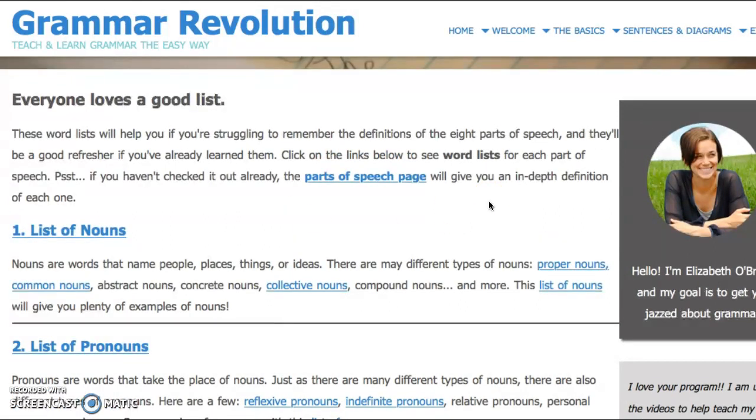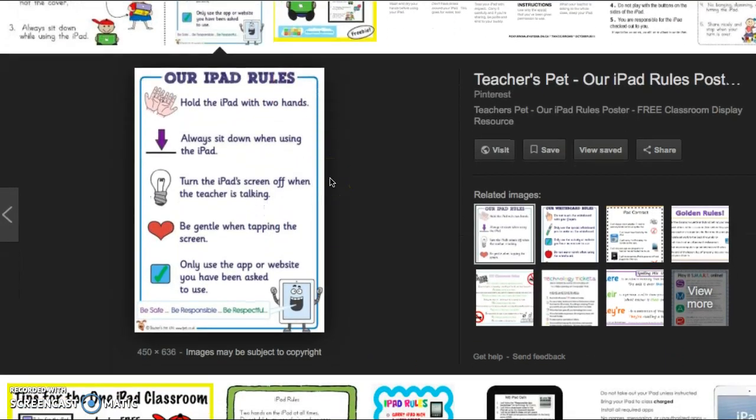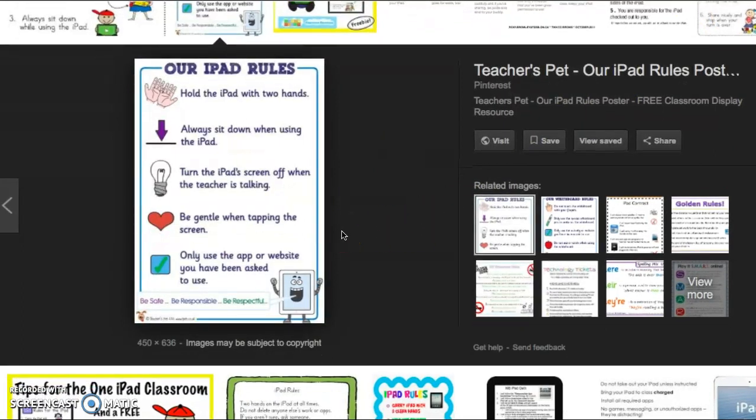I would always go over something like this with them prior to using iPads, about how we use the iPad by holding it with our two hands. We always sit it down, but in our case, we would be allowed to carry it around the school. We'd have to be very careful with the screen, make sure we don't crack it, make sure we always turn it off when we're done, and when we're talking to others, because we need to look them in the eyes.